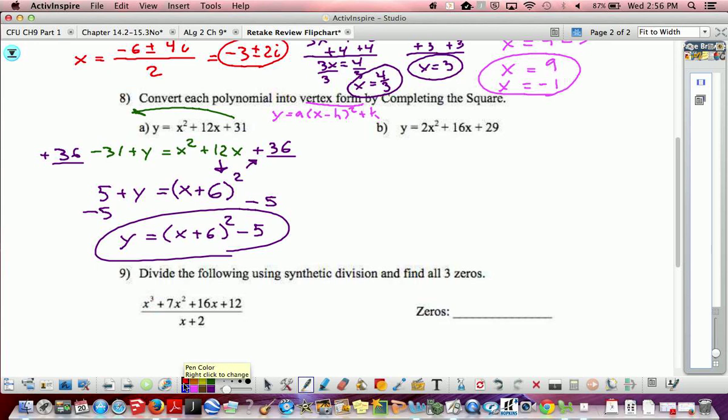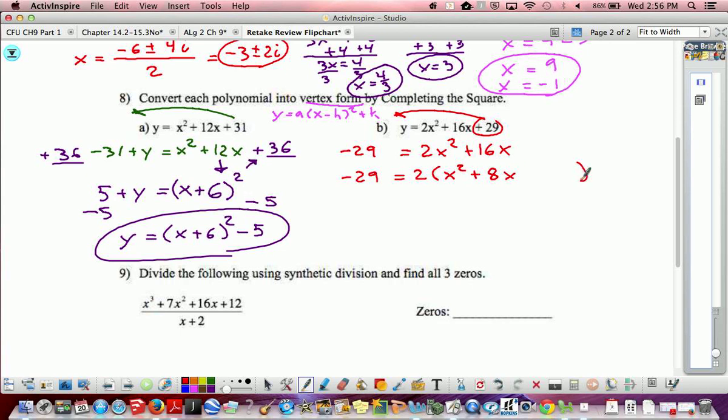Letter B is the trickier one of the two because you got that number 2. But that first step, same thing. Move that 29 to the other side. So negative 29 equals 2x squared plus 16x. But I have a 2 in front of the x squared, so I have to factor that 2 out. But when I factor it out of the x squared, I have to factor it out of the 16 also. So reducing the 16 by 2 makes it an 8.